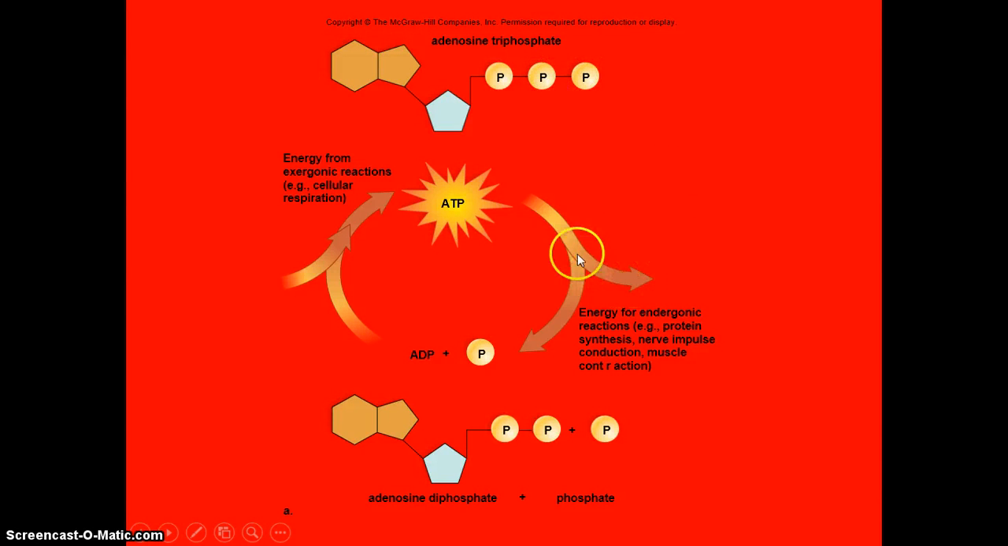So in order for energy to be given off to be put into an endergonic reaction, this bond right here has to be broken. When that happens, energy is given off, and you end up with an ADP molecule, which is right here, and a phosphate group. Energy can get put back into this bond, reforming ATP from ADP and a phosphate molecule, and that stored energy right there will be released during an exergonic reaction.